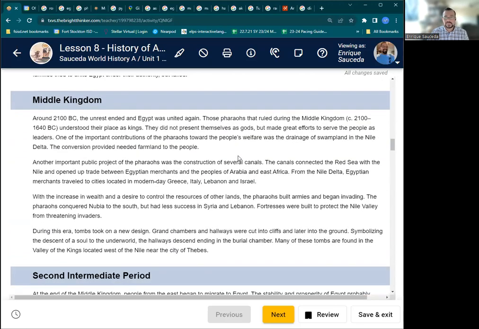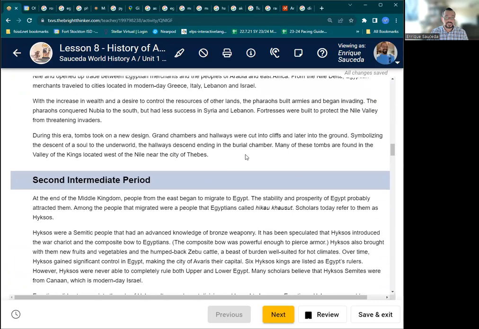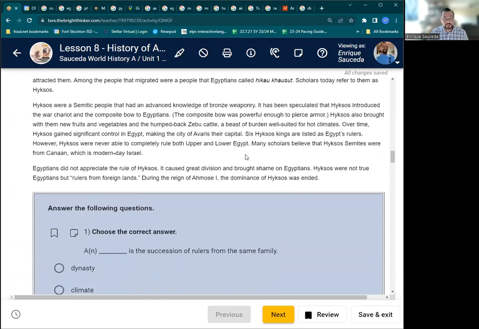Then we get the Middle Kingdom, which happens after the Old Kingdom. It's in the middle between the old and the new. And it just continues, right? Land expands, the Egyptians take more territory, their culture spreads.